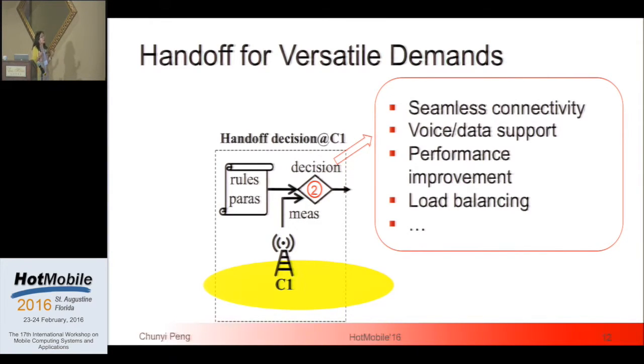For example, some devices want seamless coverage, so they want to maintain connectivity as long as possible. Some handoff is used to provide voice. For example, in 4G and 3G, some users move to the 3G network to get voice support. Sometimes it is used for performance improvement: even if you are served by a 3G cell, I want to hand off to a 4G cell so I can likely get high speed. And maybe the handoff can be used for load balance. For different purposes, handoff will have different decision logic, configuration, and parameters.